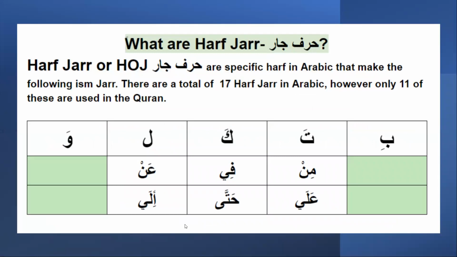Okay, so what are harf of jar? Harf of jar are specific huruf in Arabic that make the following ism jar. There are a total of 17 harf jar in Arabic. However, only 11 of these are there in the Quran. So in the whole Quran, we see 11 harf of jar. So what are they? These are here.